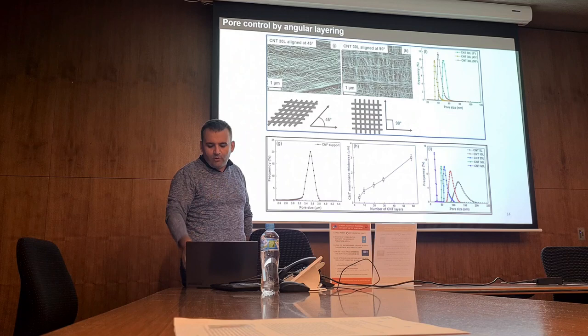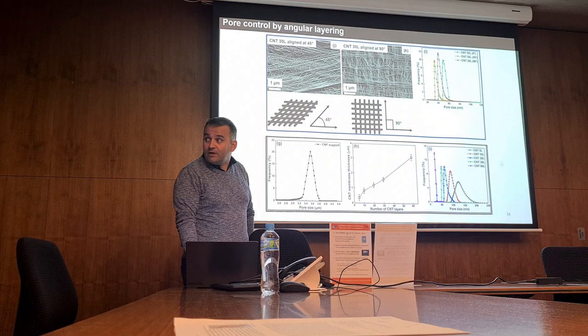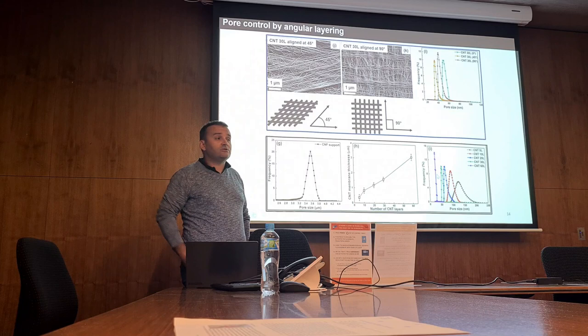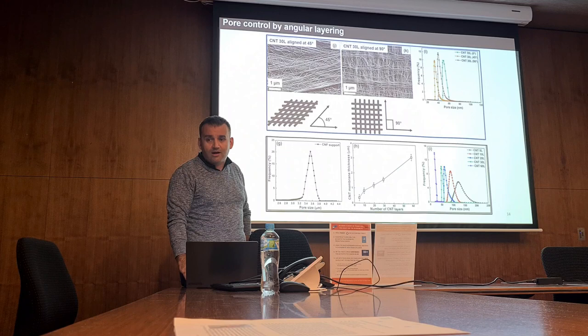And obviously, if you look at the impact of the layers here, as we increase the number of layers, we decrease pore size. Like I said, for 30 layers, we get down to about 50 nanometers here. And for 60 layers, we had a sharp decrease down to about 22 nanometers. So again, we can model this pore size distribution very accurately, which I think is a big plus in membrane science.